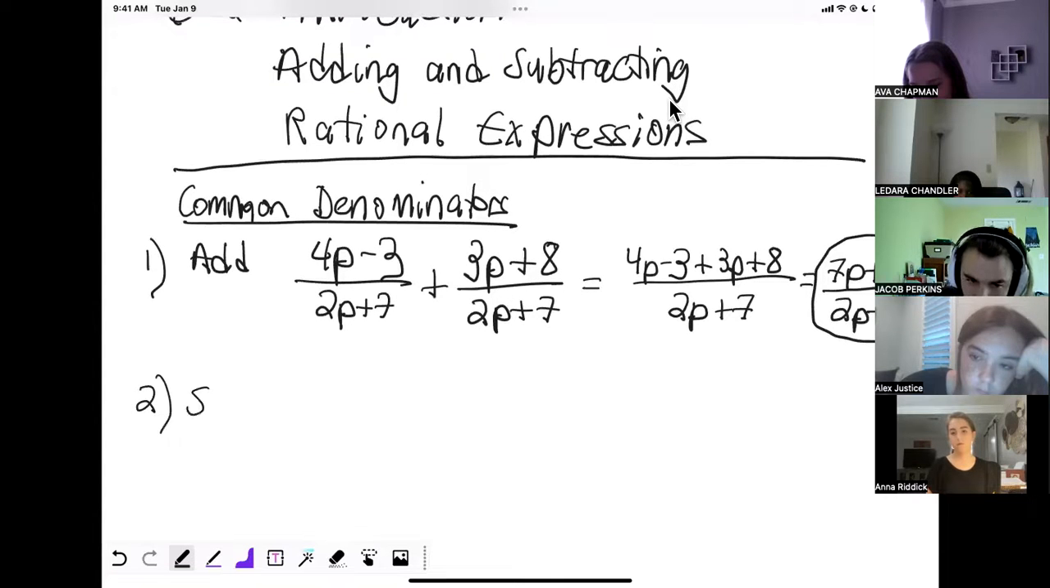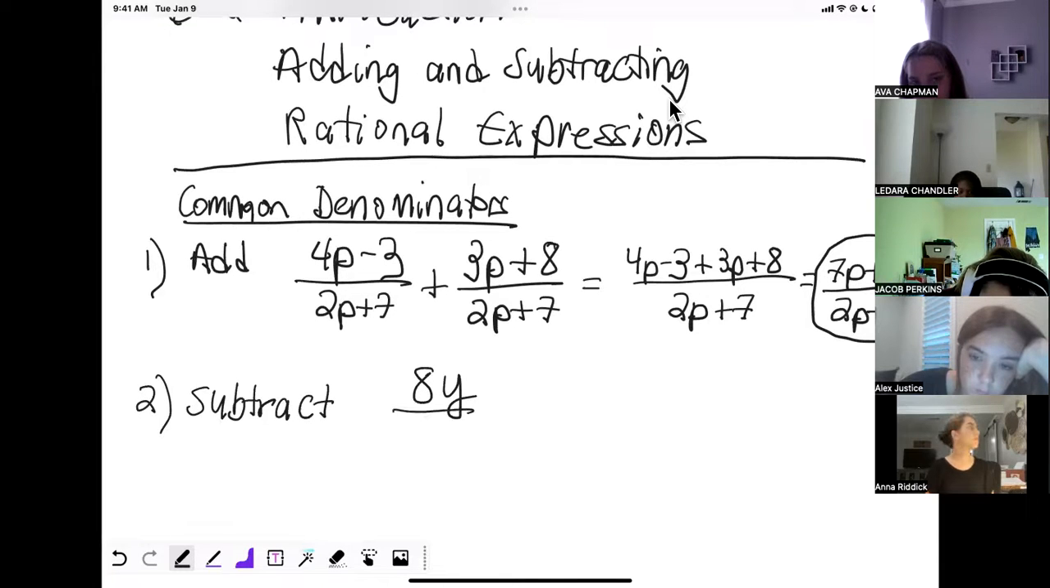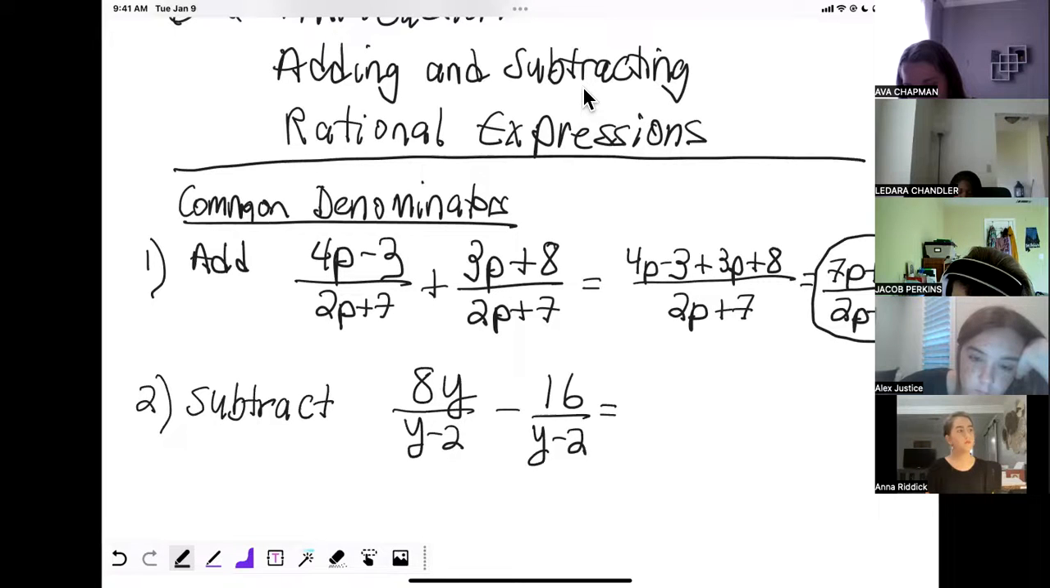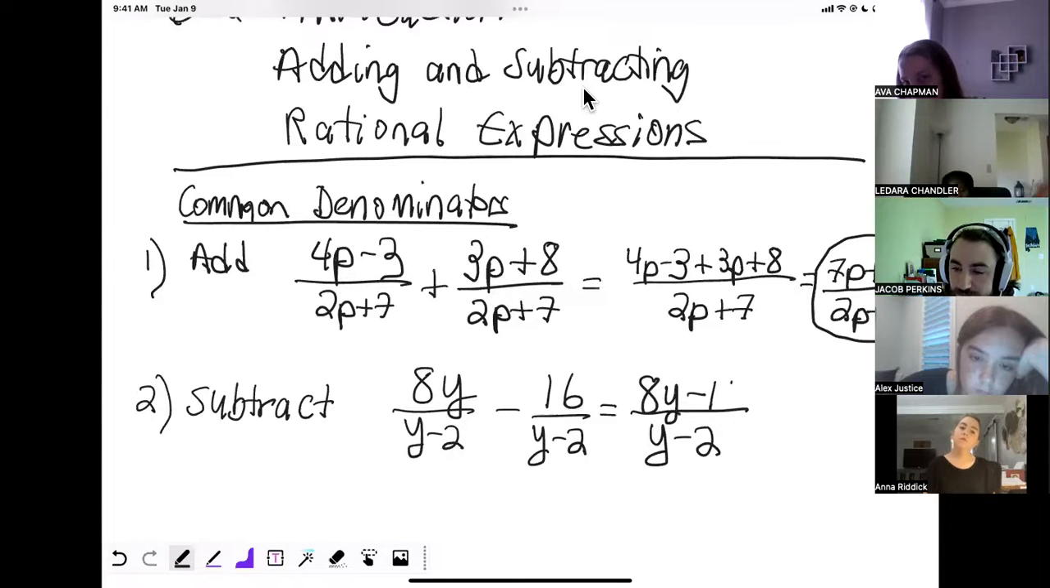2. This time we're going to subtract. Eight y over y minus 2 minus 16 over y minus 2. Again, we have common denominators. So we don't have to worry about getting common denominators. We can just subtract across. So just like a regular problem, regular fraction, I keep my denominator and I subtract my numerator.